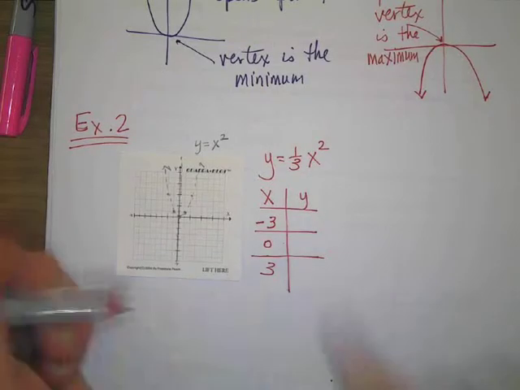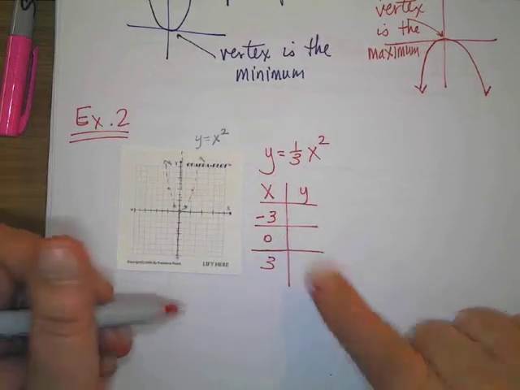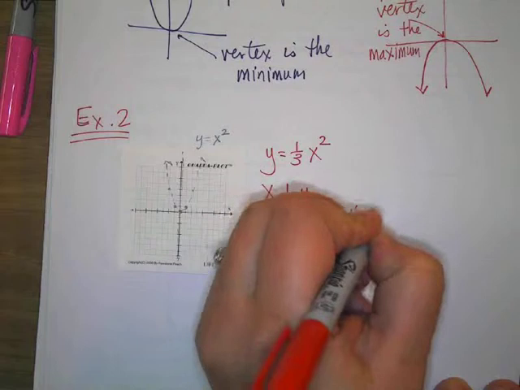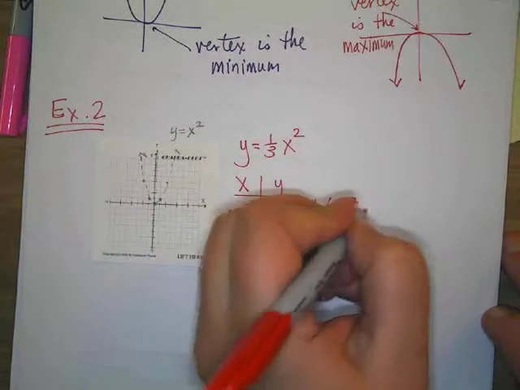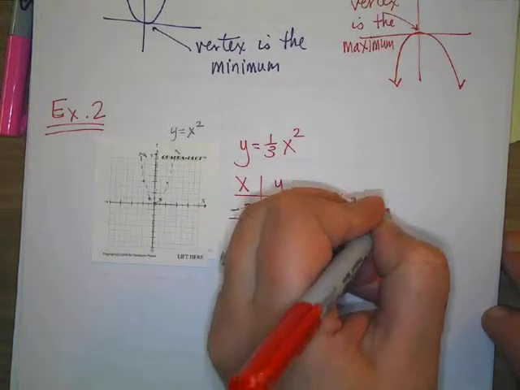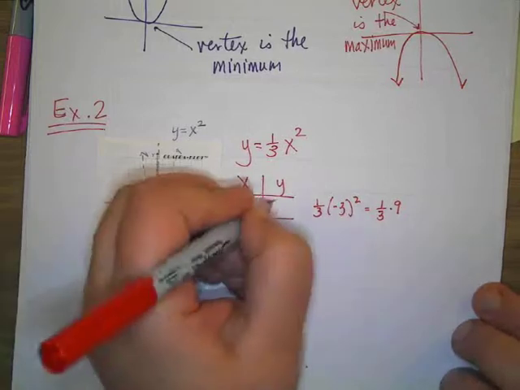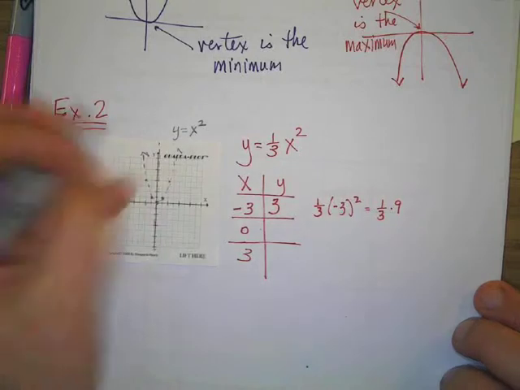How are we going to figure out what goes right here? Good. So we have 1/3 times -3 squared. So order of ops, what do we do first? Exponents, so what's -3 squared? So we have 1/3 times 9. Well, what's 1/3 of 9? 3. So can we plot that point? -3, 3.